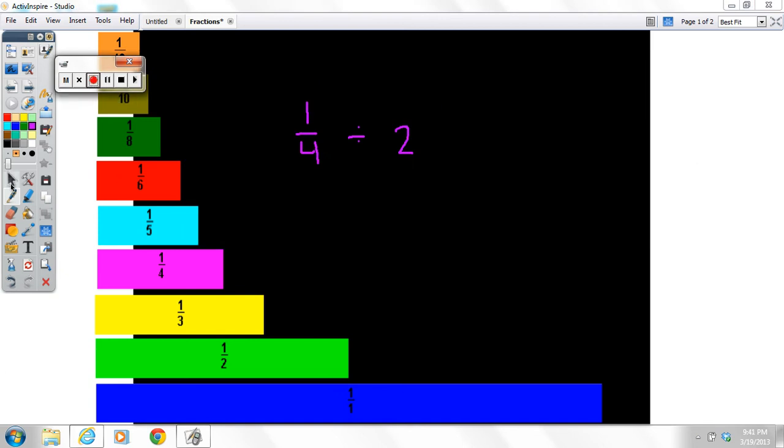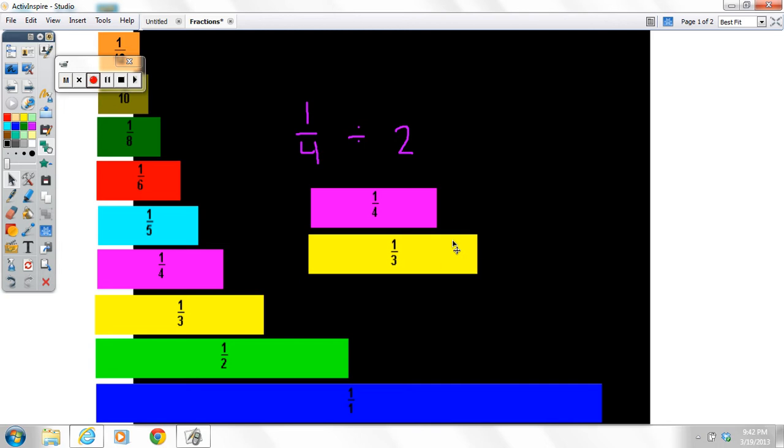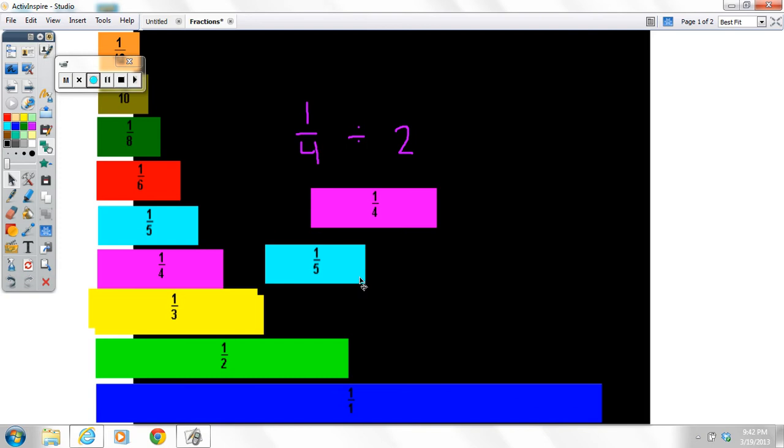Now this is a little different, because what we're doing is taking a fraction and dividing it by a whole number. 1/4 divided by 2 means we're going to take this 1/4. And what I want you to do is ask yourself, we need to use these fraction strips along the side, and we need to take 2 of the same fraction strips to see if it equals 1/4. Well, if I took a third, well, 1/3 is already bigger than 1/4, so that's not going to work.